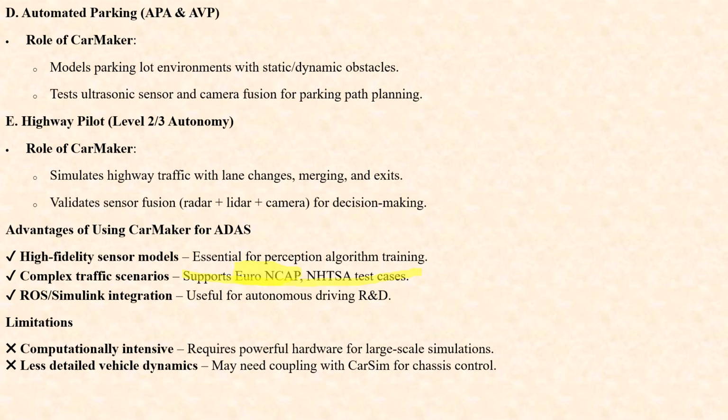And the main limitation is that it is computationally intensive. It requires very powerful hardware. This is something I said in the previous video also. Because of the higher processing power, you require a very high order workstation to work on CarMaker. And when it comes to vehicle dynamics, it may need coupling with CarSim for chassis control. In case you want to integrate a vehicle dynamics predominant functionality like electronic stability control or anti-lock braking system, you need to couple it with CarSim for chassis control.